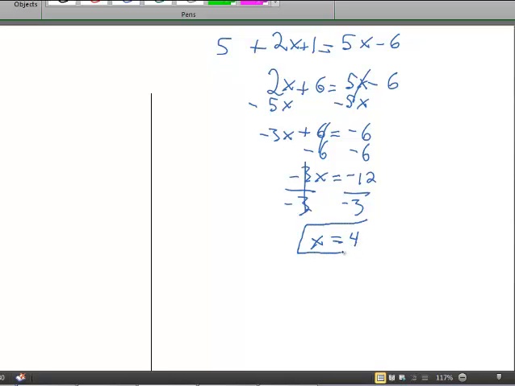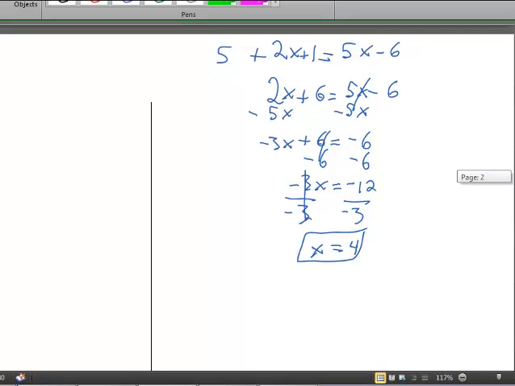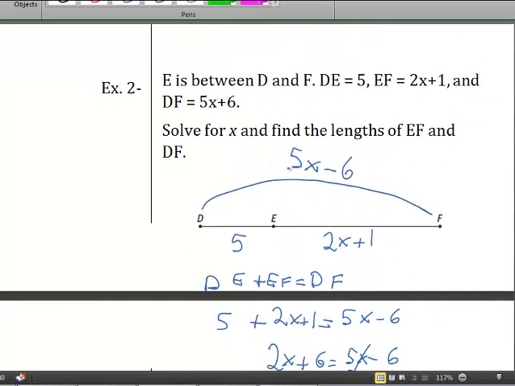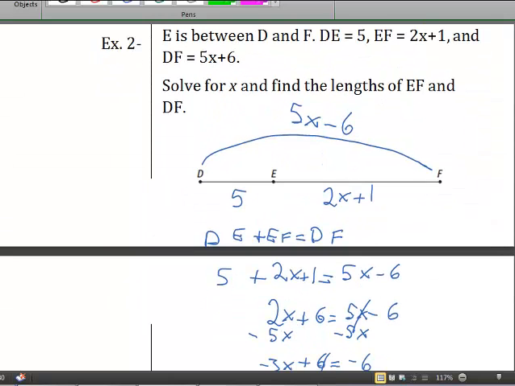All right, this also asked us to find the lengths of EF and DF. You can see that there's an algebra expression for that: 2x plus 1 and 5x minus 6. So if I want to find the length here, I have to plug in what I got for x, which is 4. So to actually find the length of these, I can put 2x, which would be 2 times 4 plus 1. 2 times 4 is 8, plus 1 is 9.